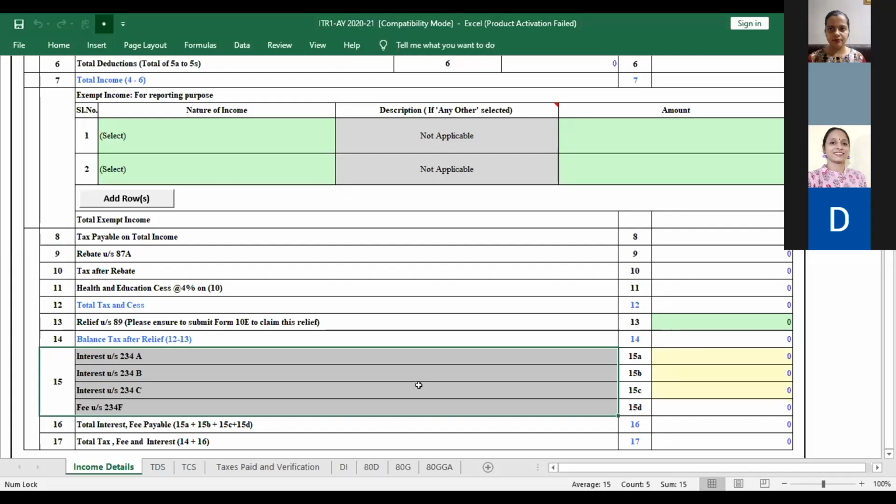So now whenever there is any shortfall in payments, then interest will be charged at 1% per annum on the differences. That will go under the section 234B.